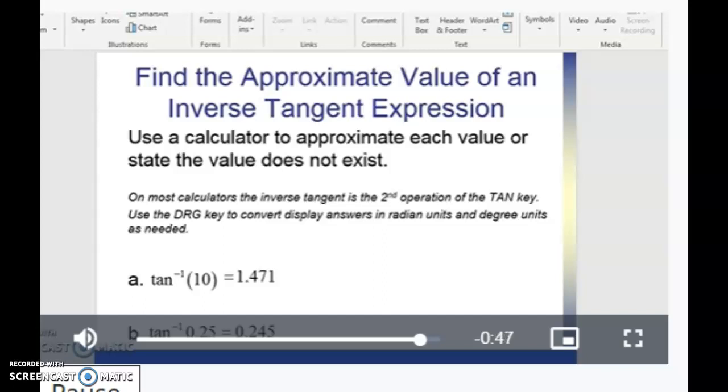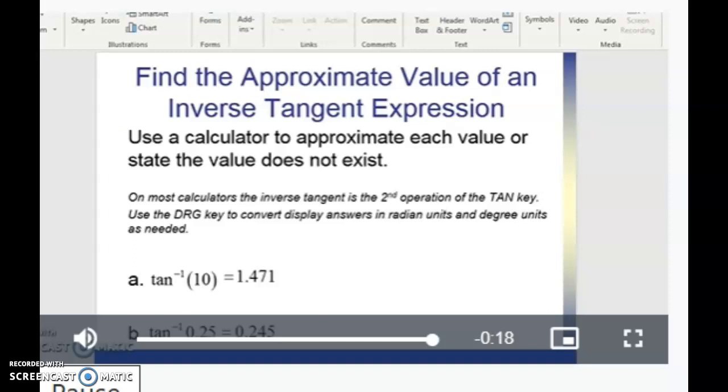So just practice typing these in your calculator so that you know how to use your particular calculator to come up with the right answer. When you enter the tan inverse of 10 with your calculator in radian units, you should get an answer of 1.471. Likewise, when you enter the tan inverse of 0.25, you should get an answer of 0.245.